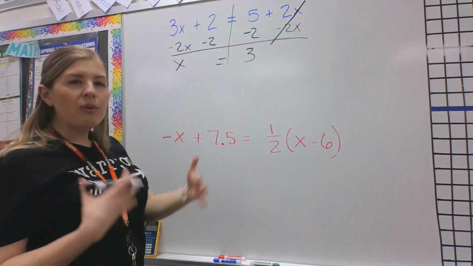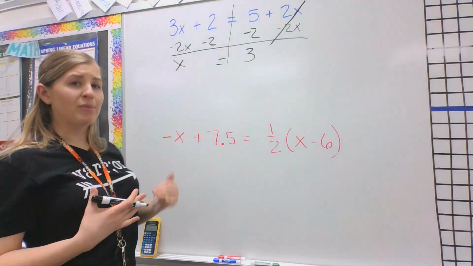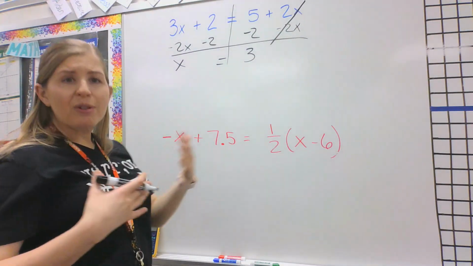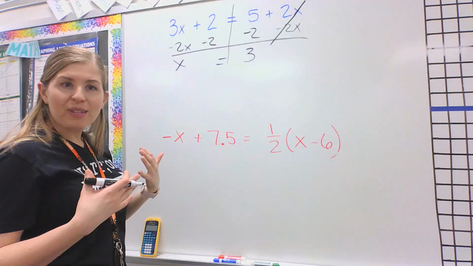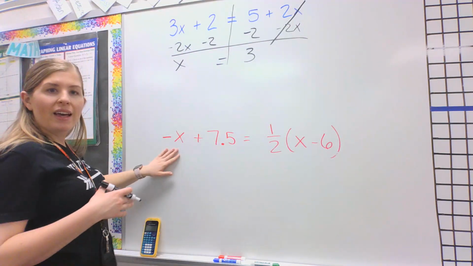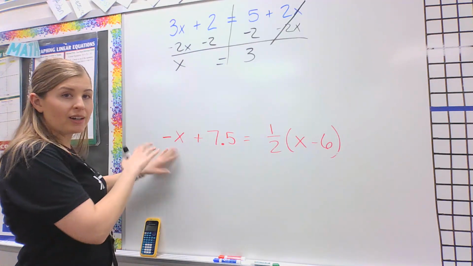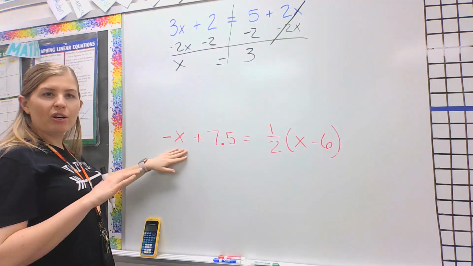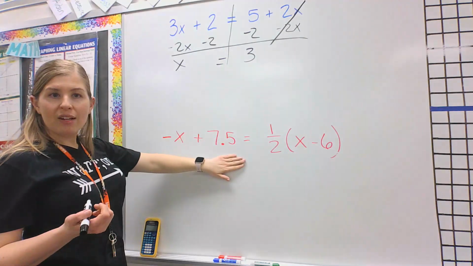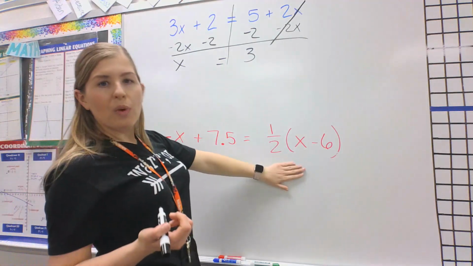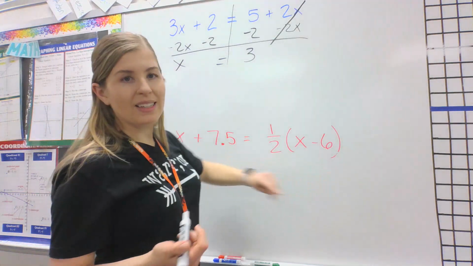Down here, this is when we're getting things a little bit more complicated. We're using some negative numbers, we've got decimals, fractions, distributive properties. So I'm going to run through this example as well. We have negative 1x. If there's no coefficient in front of the variable, then you just assume it's 1. So it's negative 1x plus 7 and 5/10 equals 1/2 times the quantity x minus 6.